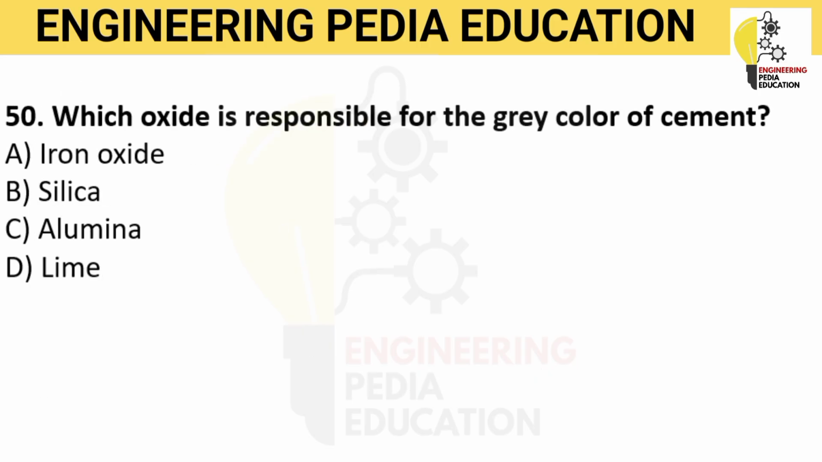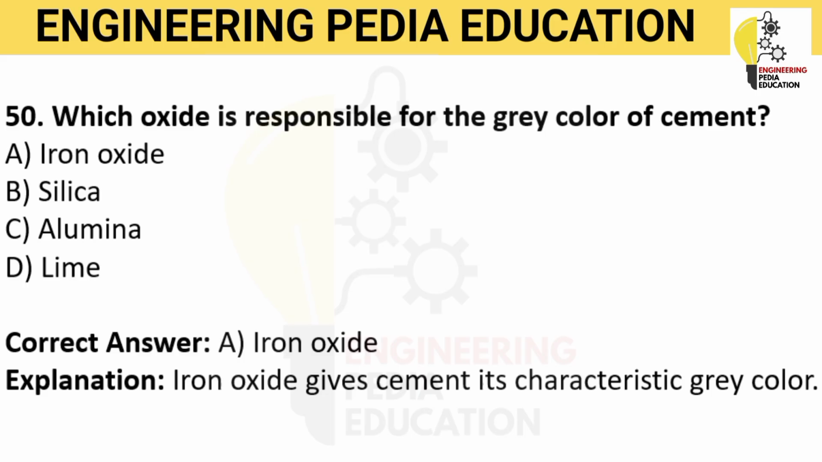Which oxide is responsible for grey color of cement? Iron oxide, silica, alumina, lime. So the correct answer is iron oxide. Iron oxide is responsible for grey color in cement. Iron oxide is present in cement at 2 to 3%, so the grey color appears. In white cement, iron oxide is present at somewhat 0.5%, so mostly white color is observed in white cement.